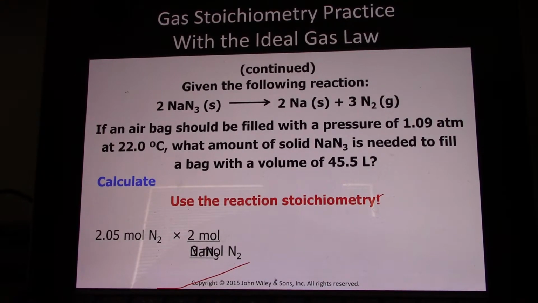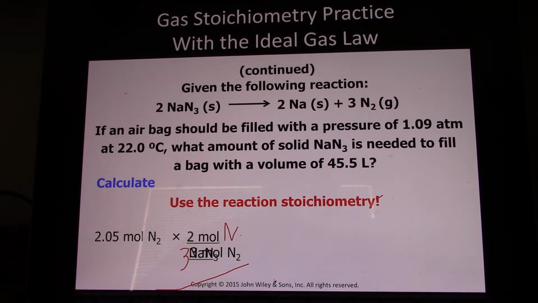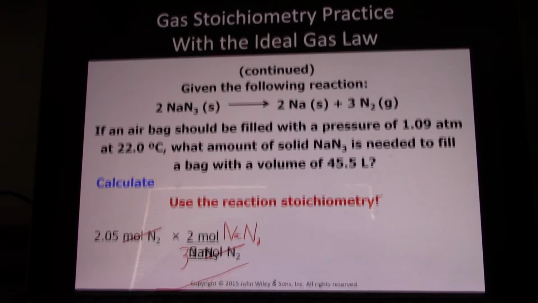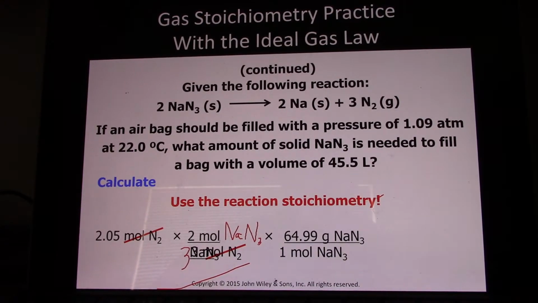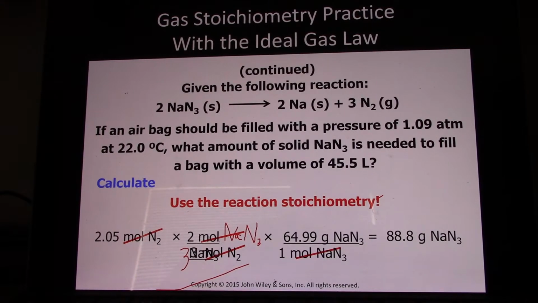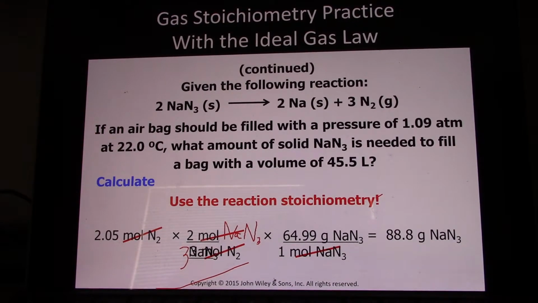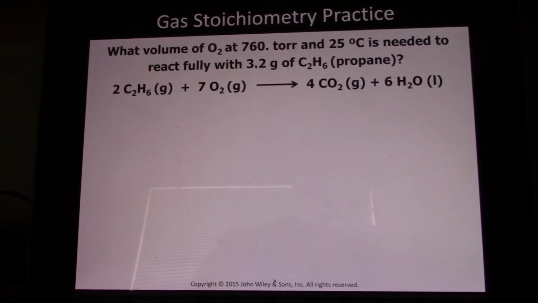So this is kind of written on top of itself, but 2 moles of sodium azide over every 3 moles of nitrogen. Then we convert back to grams. And again, you find the molar mass of sodium azide by adding up a sodium and 3 nitrogens, and we get 88.8 grams. We need 88.8 grams of sodium azide powder in this airbag setup for it to work correctly.